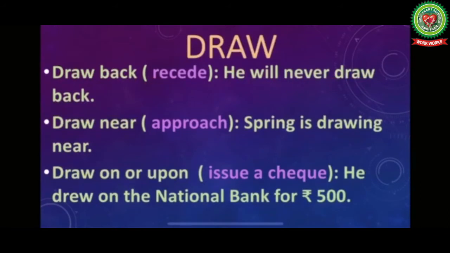Next is draw near. Draw near means approach, means paas aana. See the sentence, spring is drawing near, means spring is approaching. So instead of using the word approach or approaching, we may use the phrasal verb drawing near or draw near.